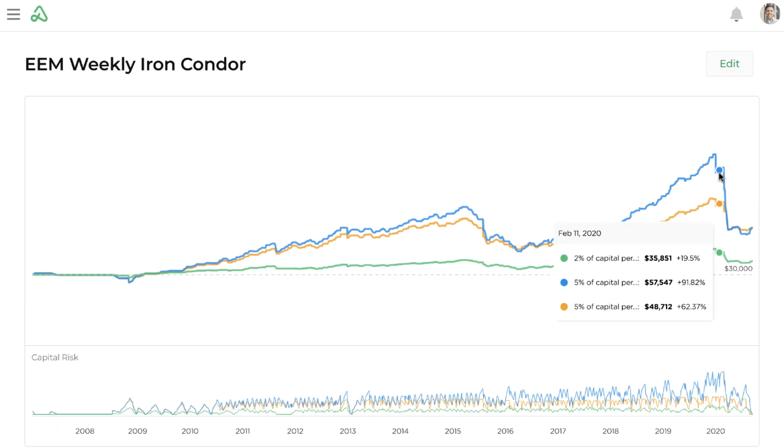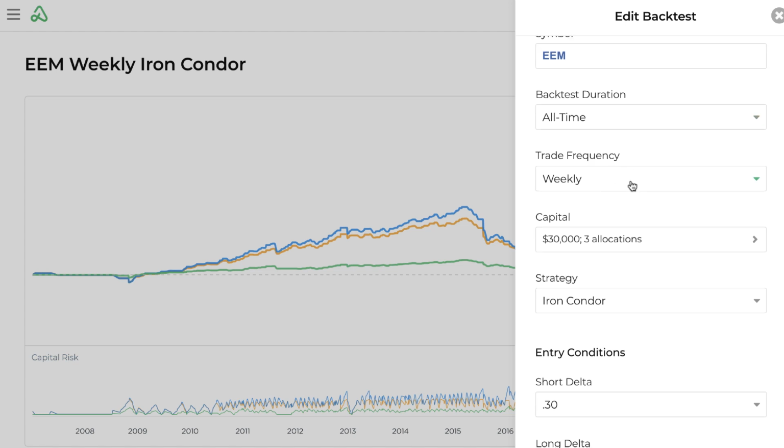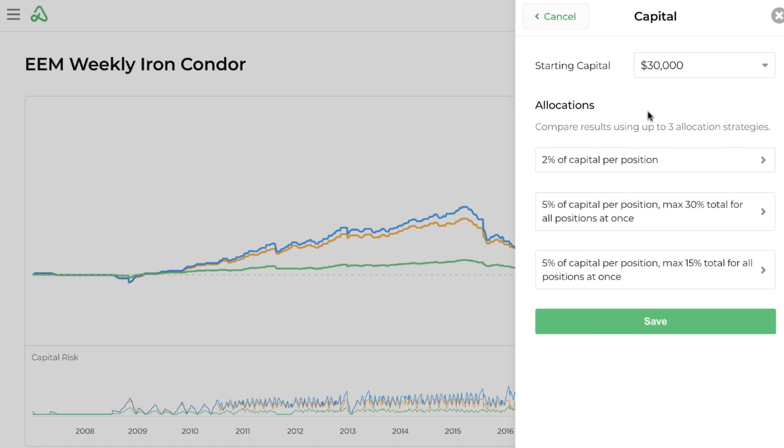So here's the setup for this one, just so you can see what I did. I tested EEM, basically took as much time as we had data set available. The trade frequency was weekly, so we looked to enter a new position every single week if there was room in the portfolio. And I used 3 different capital allocations. So this is, again, what I think is so cool about using the backtester now: the ability to test multiple allocations with the exact same strategy, the fundamentals of the strategy, but using different capital.